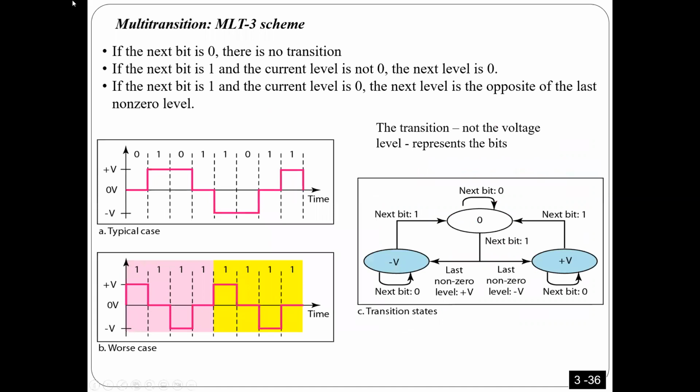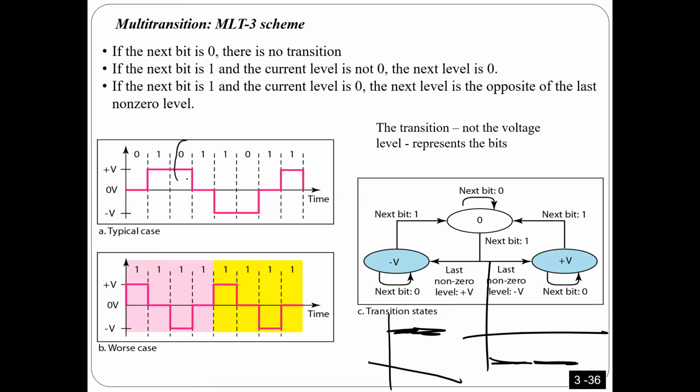So here in multi-transition, I'm going to explain this scheme, MLT3. In this scheme, it works this way. I'm going to make it very simple. Look here. If the next bit is 0, there is no transition. 0 is not going to make a transition. For example, if it's already positive and now it is 0, I'm going to keep it positive. If it is negative, I'm going to keep it negative, and so on. If the next bit is 0, there is no transition. And you can see it here.